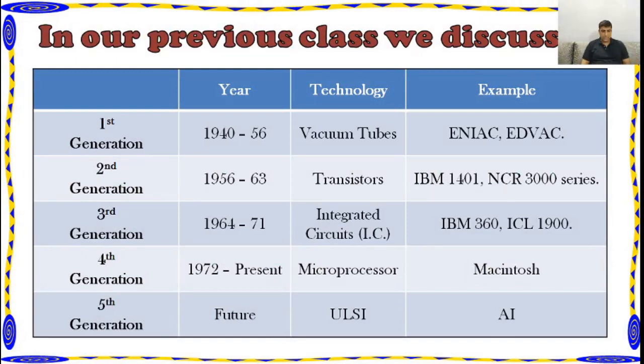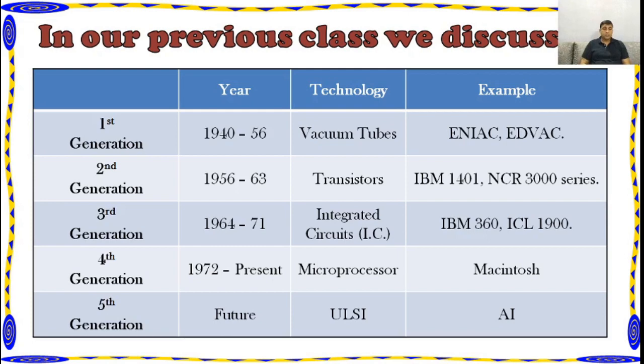In the previous class, we studied the 5 generations of computers, and what you see on your screen is a small table giving us small details about the 5 generations. If you look at the table very carefully, it is clearly shown. The first generation computers started from 1940, lasted to 1956. The main technology in the first generation computers was vacuum tubes. Some of the examples were the ENIAC and EDVAC.